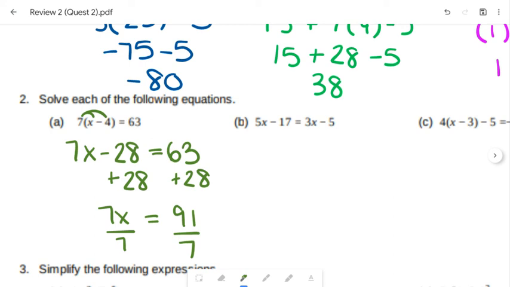And when we divide both sides by 7, we're going to get x equal to 17. I'm sorry, 13. Sorry about that. X equal to 13.